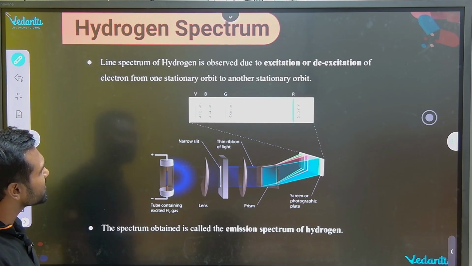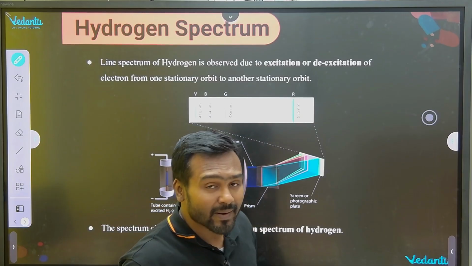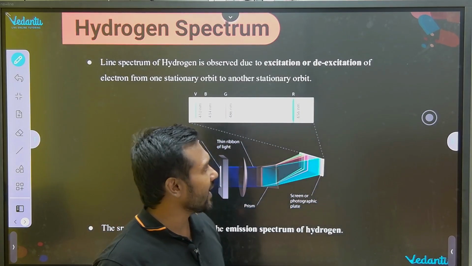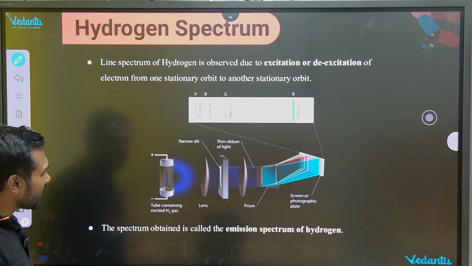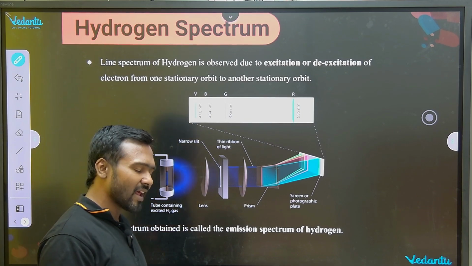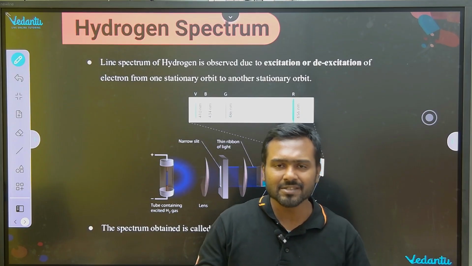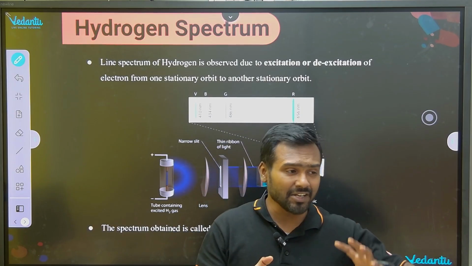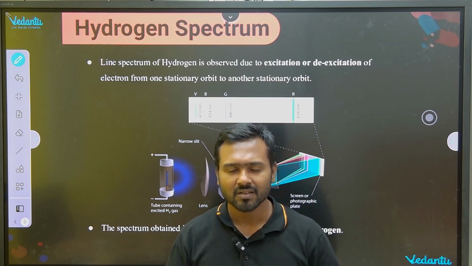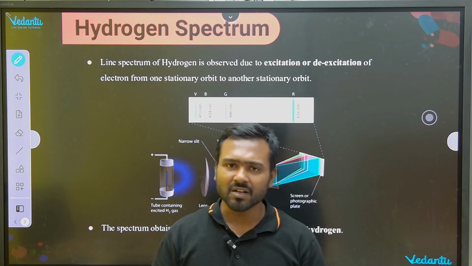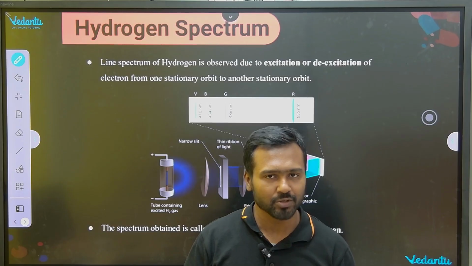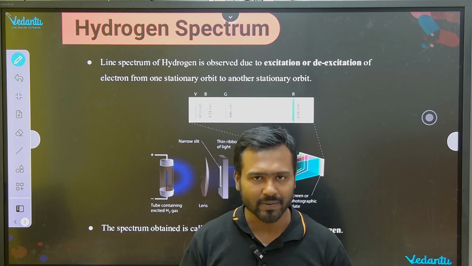Now, line spectrum is nothing but the spectrum given by the atoms. When electrons gain or release energy due to excitation or de-excitation, the spectrum obtained is called the emission spectrum. See, we have two types of spectrum. Spectrum is the collection of all the energy, and it is broadly divided into two types: continuous spectrum and discontinuous spectrum.